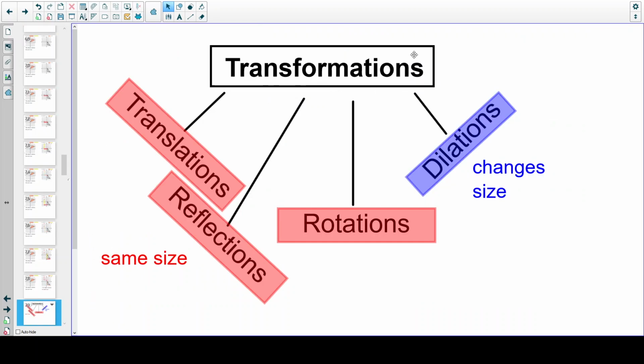So what's a transformation? It's basically just ways that we're going to move things on this coordinate plane, and we looked at the very first type today, which was translations.